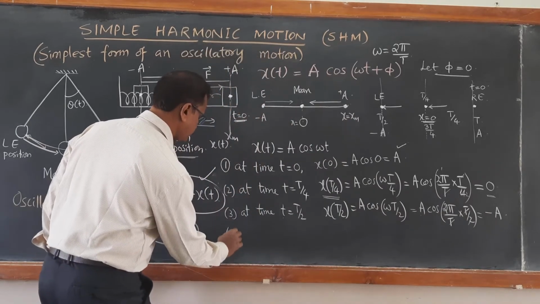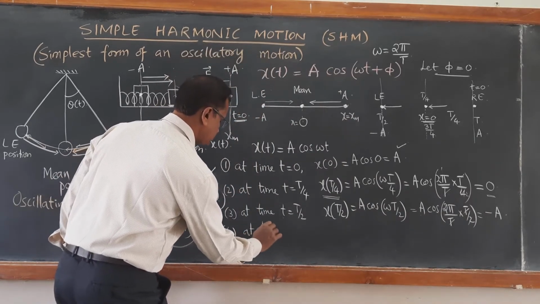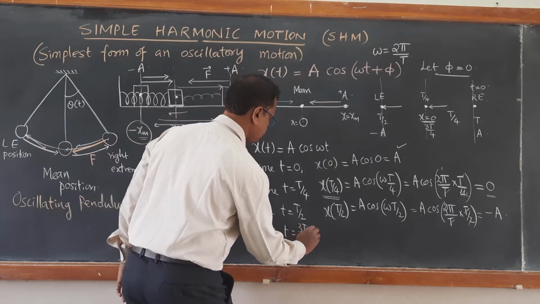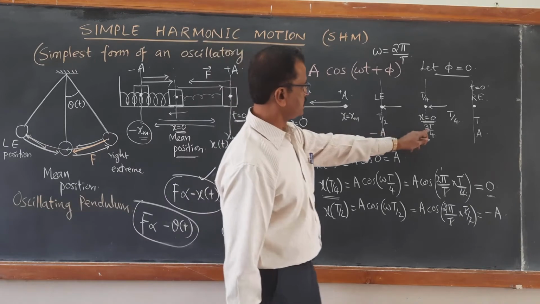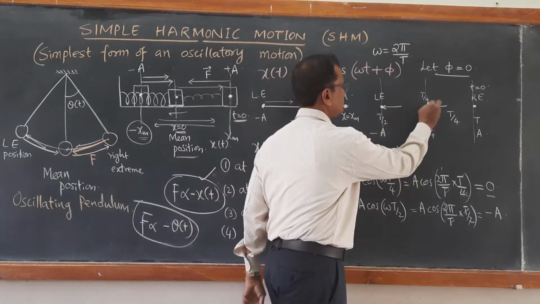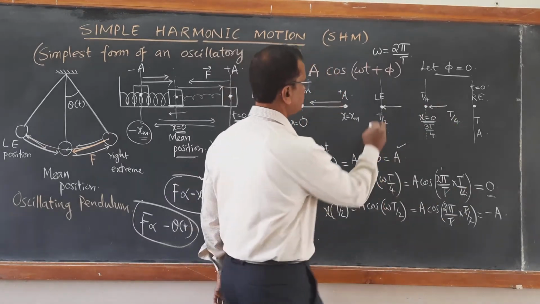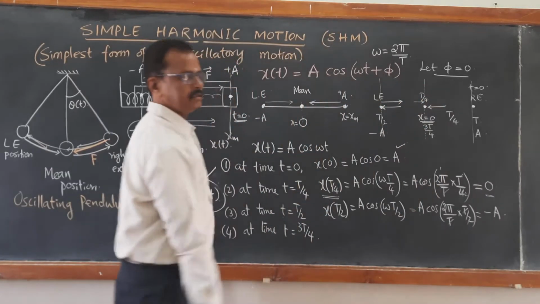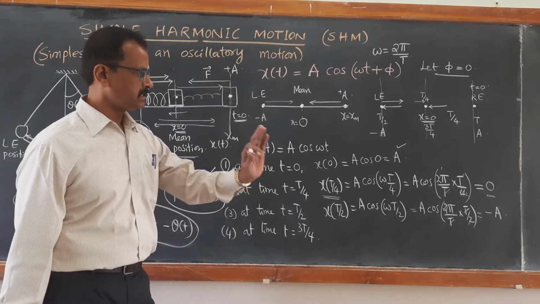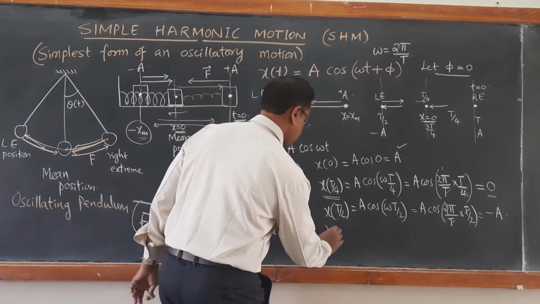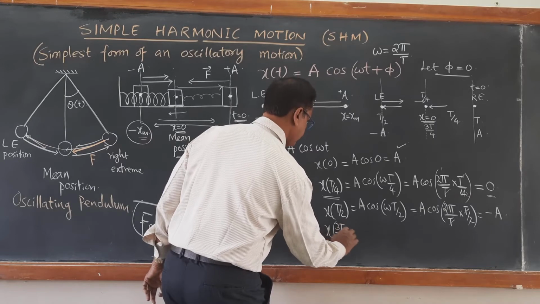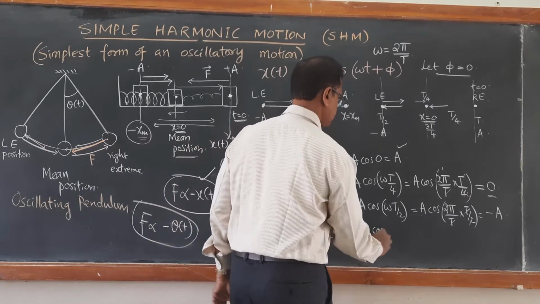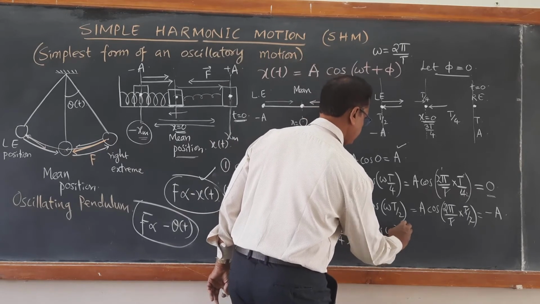Now at the fourth one, next quarter, t equal to 3t by 4. At 3t by 4, you see the particle should come back to the mean position. It should return back and reach the mean position at 3t by 4. Let us see. We should get the result 0. X at 3t by 4 is a cos omega 3t by 4.